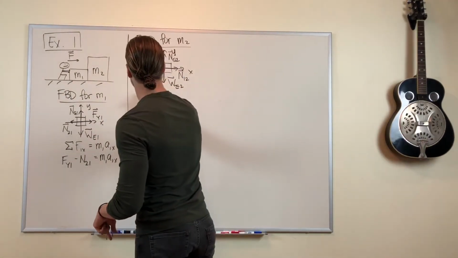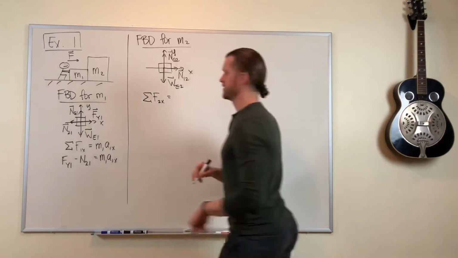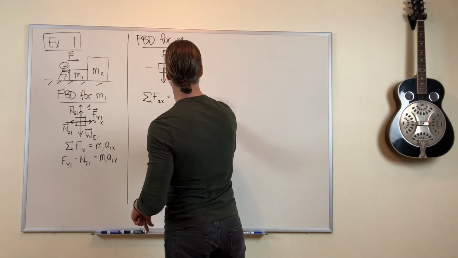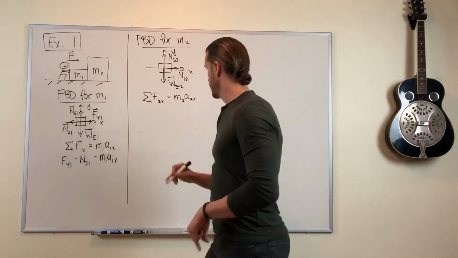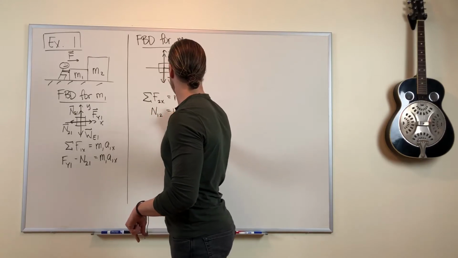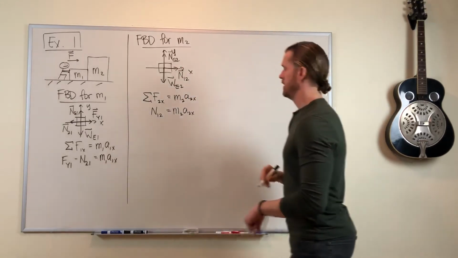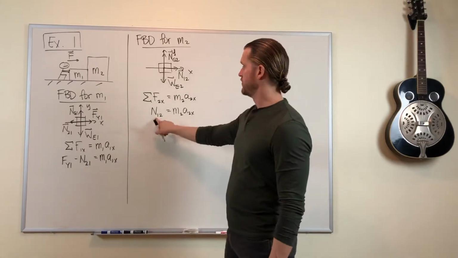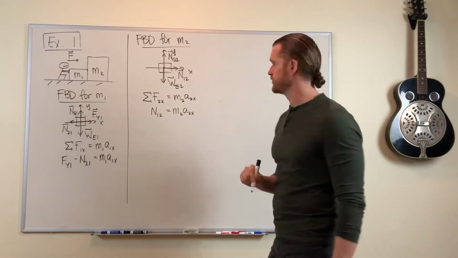So the sum of the forces on object 2 in the x direction is m2 a2x, and there's only one of them. It's just this N12. Now once again, it seems like we're stuck because we don't know this N12 value, we don't know that a2 value.